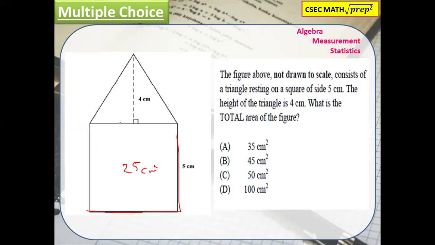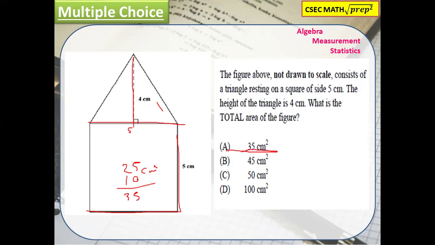For the triangle, we know that the base is 5. And the formula that is on the formula sheet as well says half base times height. Or we could say half height times base actually. So half of 4 is 2 and 2 times 5 is 10. And when you add 10 to 25, we get 35 for our answer.